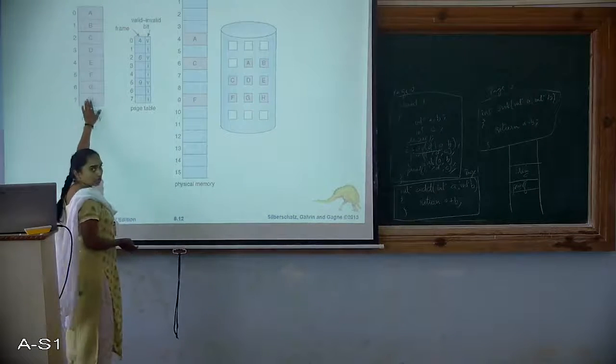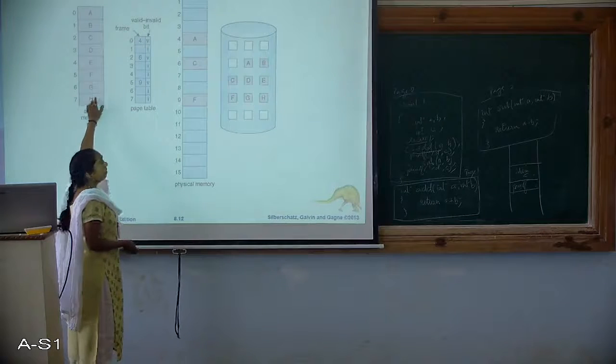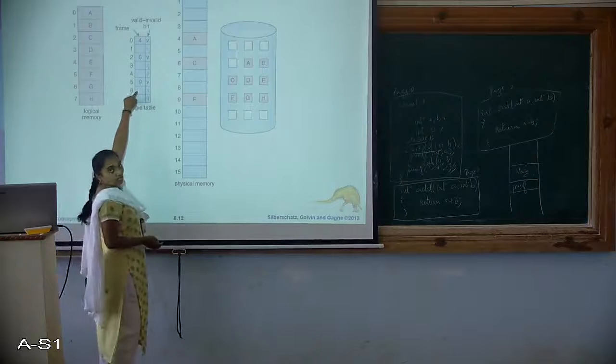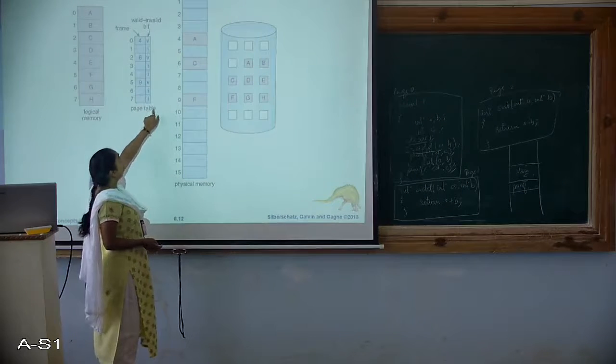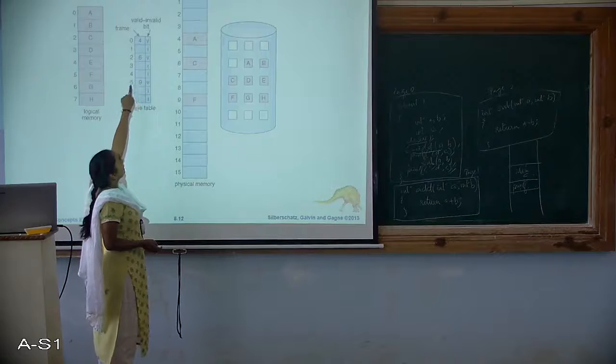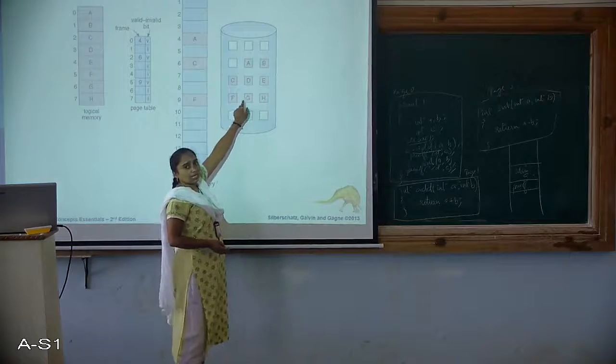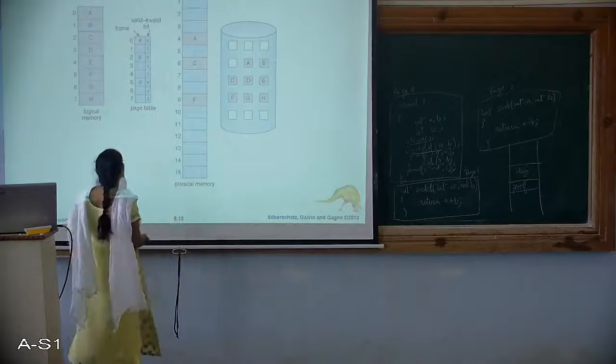So this is the diagram. Here we have the logical memory. The logical memory is nothing but your process. This process is divided into 7 pages, and these are the 7-page frame mapping, the page table. In this, only 3 pages are there in the main memory. Other pages are stored in your secondary memory.